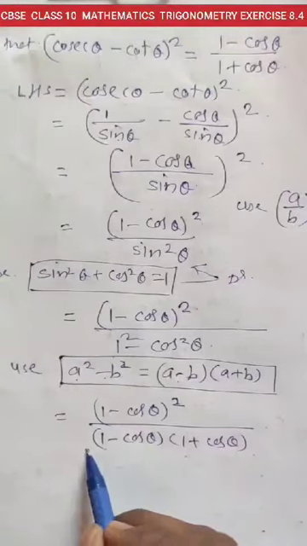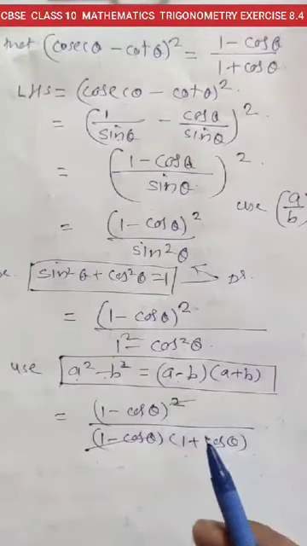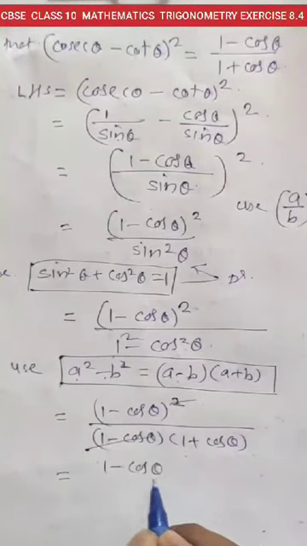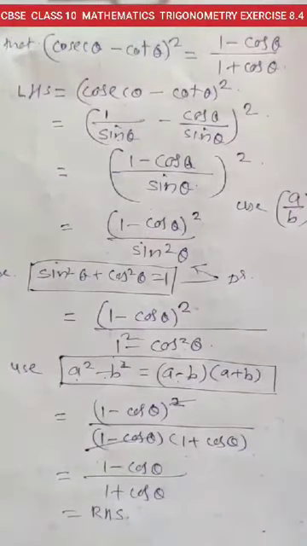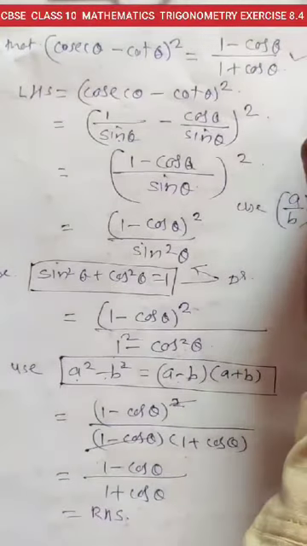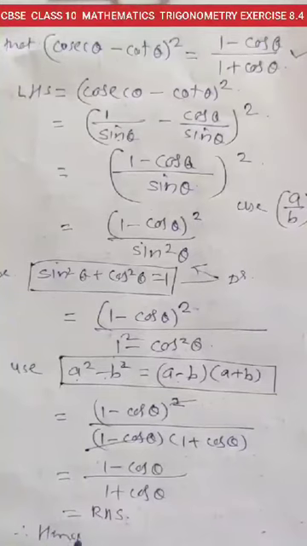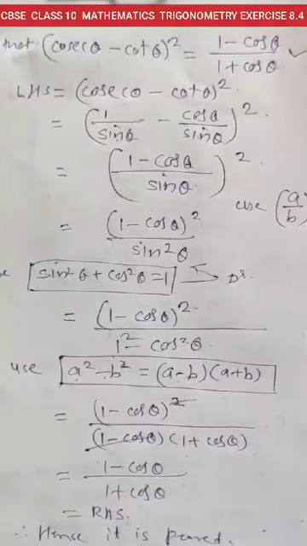Now here, 1 minus cos theta in the denominator and 1 minus cos theta whole square in the numerator get cancelled. And what will be the remaining? 1 minus cos theta divided by 1 plus cos theta. This is the RHS. So this part is proved. Therefore, hence it is proved. So this is the first example.